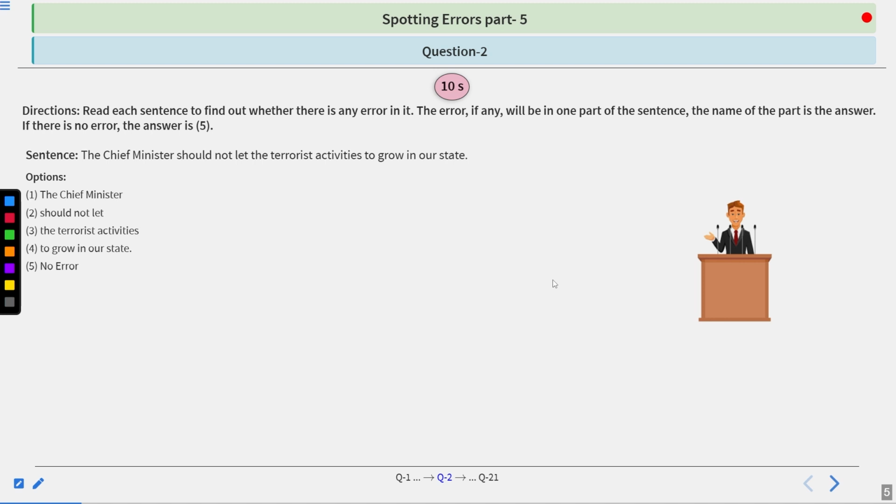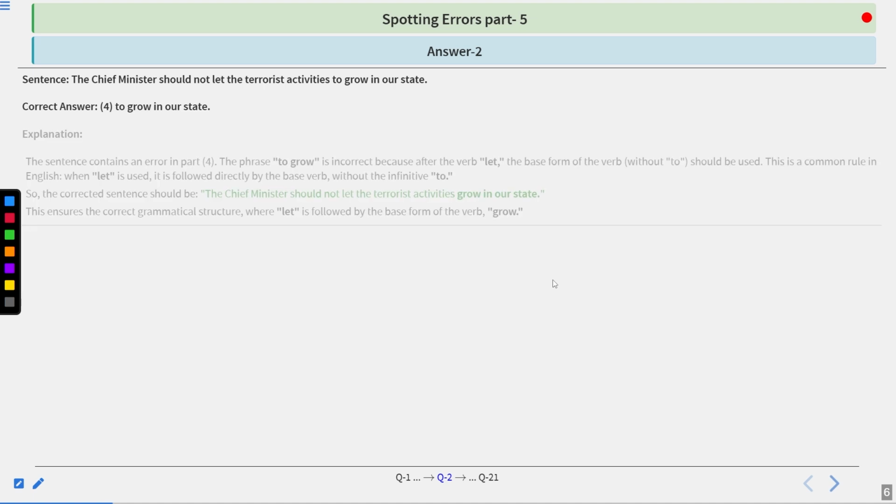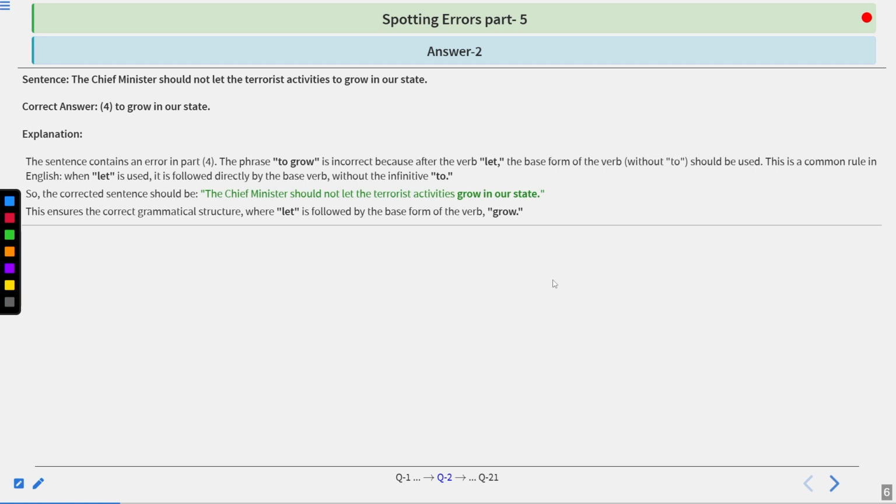The chief minister should not let the terrorist activities to grow in our state. Options are given below. You have 10 seconds to spot the error. I hope you have answered. Let's look at the correct answer. The correct answer is to grow in our state. Let's look at the explanation. The sentence contains an error in part 4.